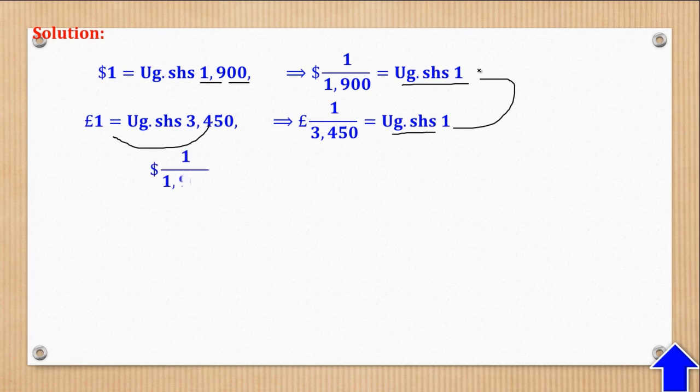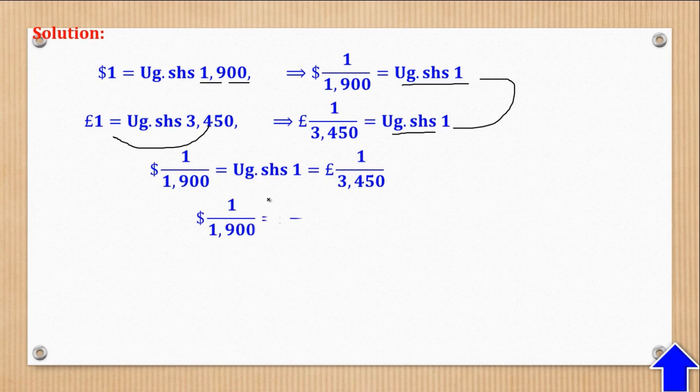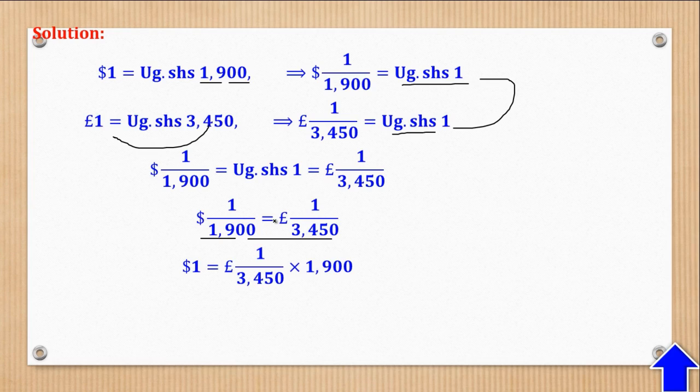Therefore, you can write that 1 over 1,900 US dollar is equal to 1 Uganda shilling, which is equal to 1 over 3,450 pound. Therefore, 1 over 1,900 US dollar is equal to 1 over 3,450 pound. Now that I've got the relationship between dollar and pound, I can say that 1 US dollar is equal to 1 over 3,450 multiplied by 1,900 pound to get pounds.